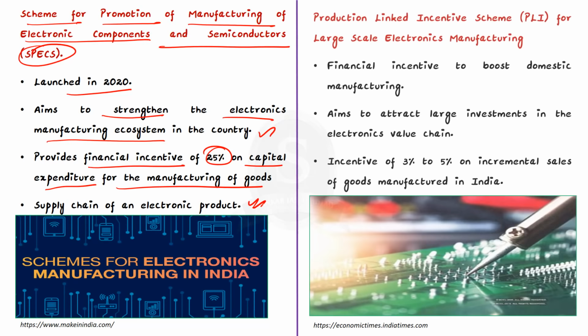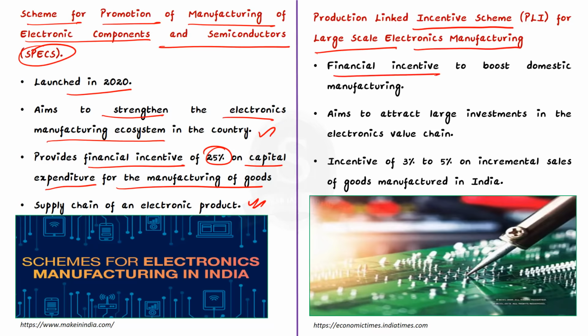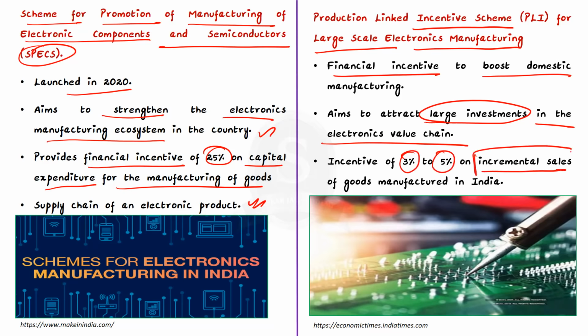Now moving on to the third important scheme. This scheme is called the Production Linked Incentive Scheme for Large Scale Electronic Manufacturing. The scheme offers a financial incentive to boost domestic manufacturing. It also aims to attract large investments in the electronics value chain, including electronics equipment and semiconductor packaging. This scheme gives an incentive of 3% to 5% on incremental sales of goods manufactured in India. Here the base year for calculating the incremental sale is 2019-20.